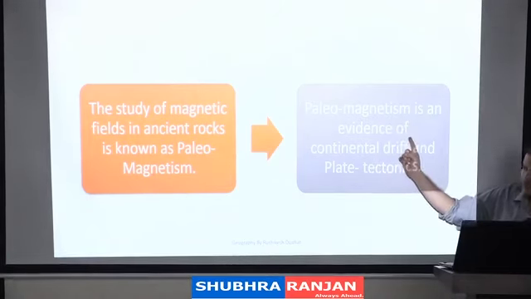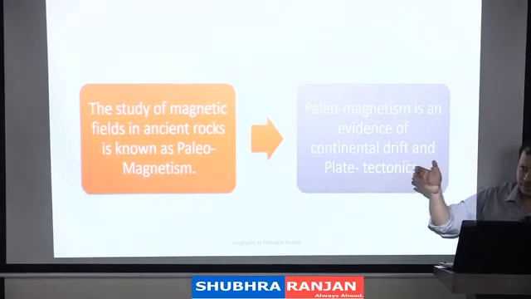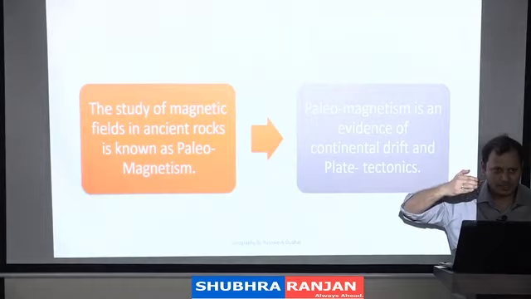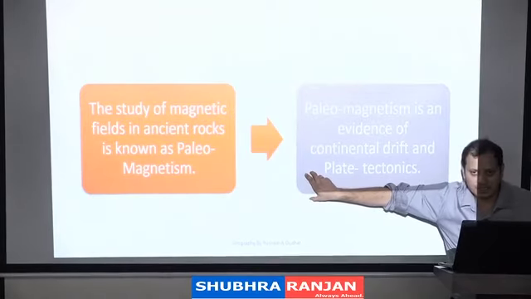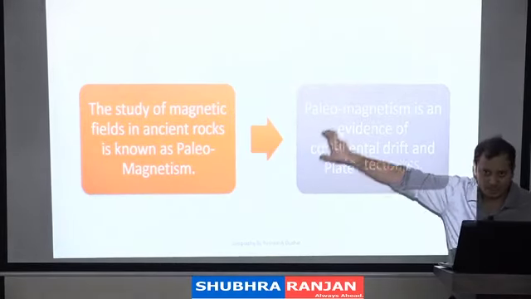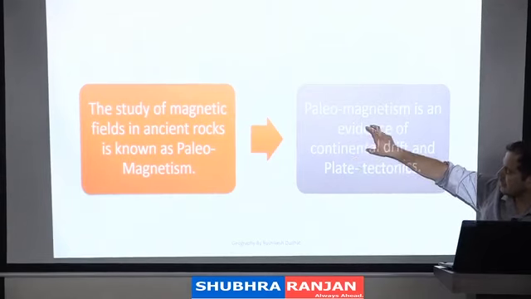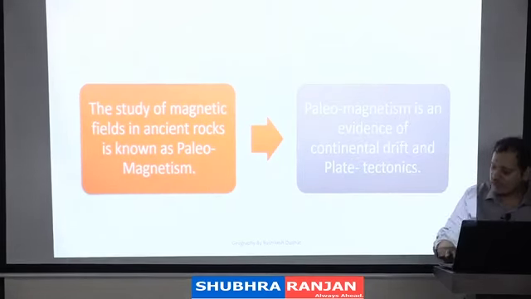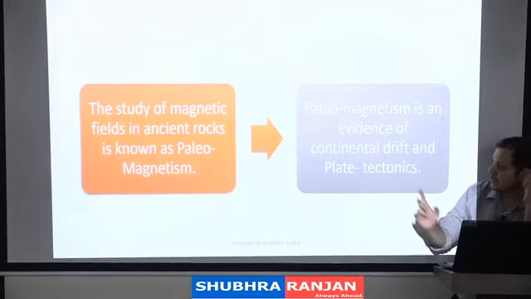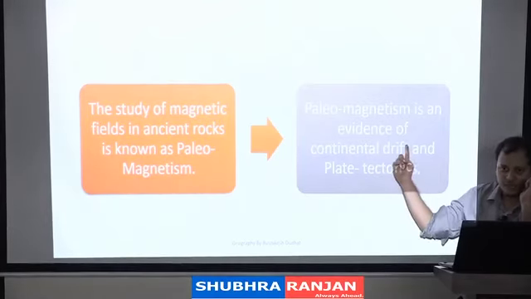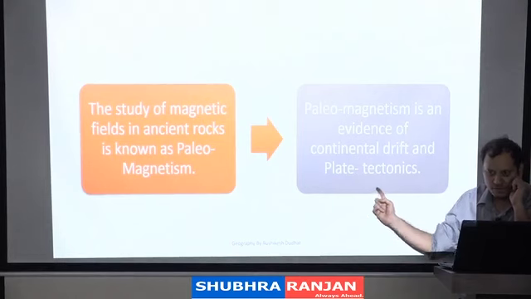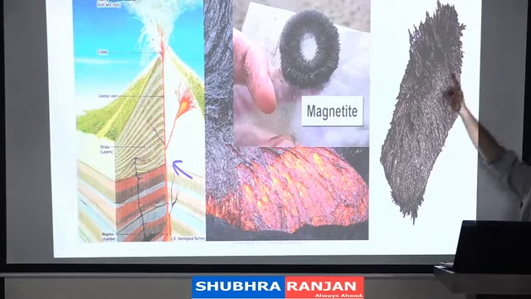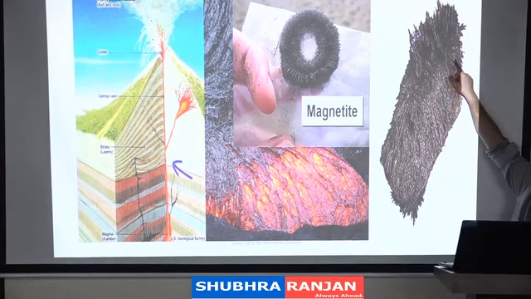Paleomagnetism is an evidence of continental drift because as the continents started drifting, obviously the magnetic alignment of the rock started changing. If India was here initially, the alignment was in the north and south. Then India came here, and north and south went in the other direction. So this is paleomagnetism, and this shows how the continents have drifted and how plate tectonics have occurred.